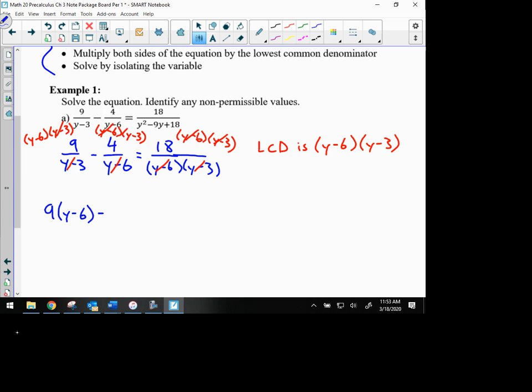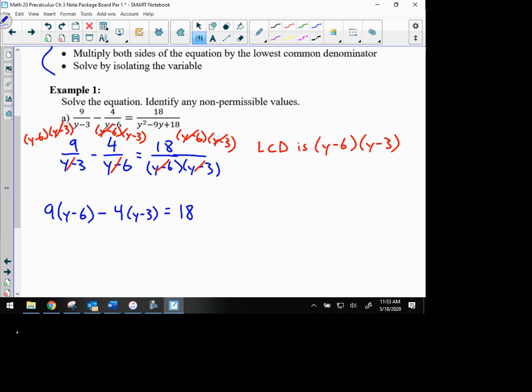In the next expression, we have a 4 that was there in the numerator, times the y minus 3. The y minus 6 canceled with the denominator, so we again don't have a denominator in that expression. In the last one, on the other side of the equation, the y minus 6 and the y minus 3 cancel, leaving us only with an 18.